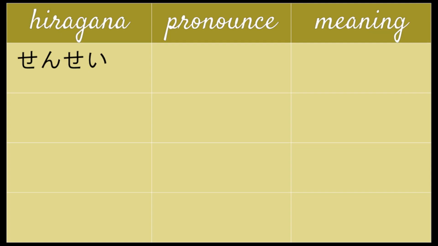Let us see the first word. The first character in the word is se, the second is the consonant n, the third is se, and the fourth is e. So, it will be pronounced as sensei, which means teacher or instructor.